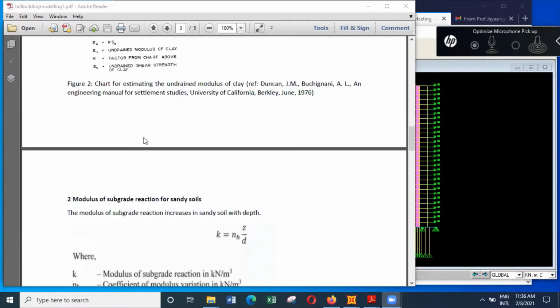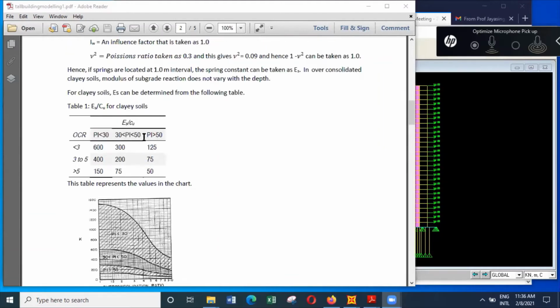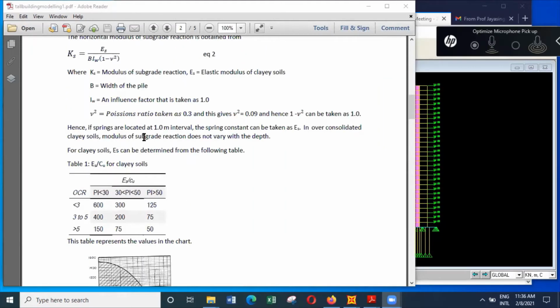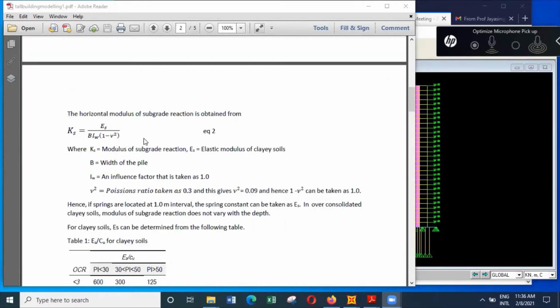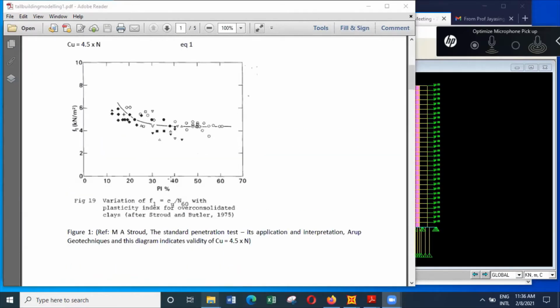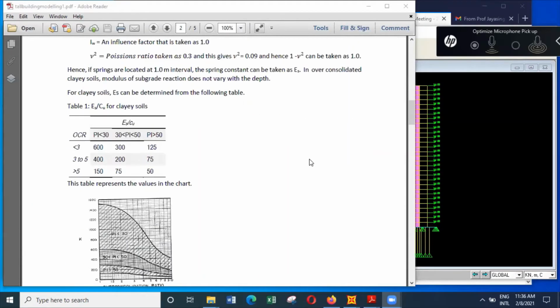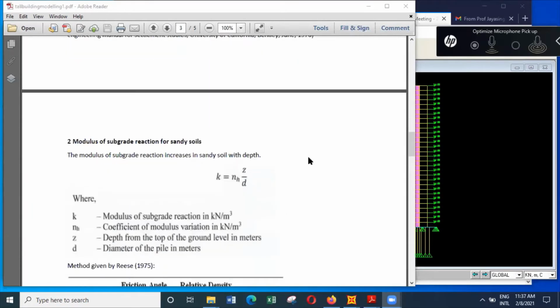Then the other type of soil that is available, before that, any questions on finding the horizontal subgrade reaction for clay soils? Any questions? Then we look at sandy soils.